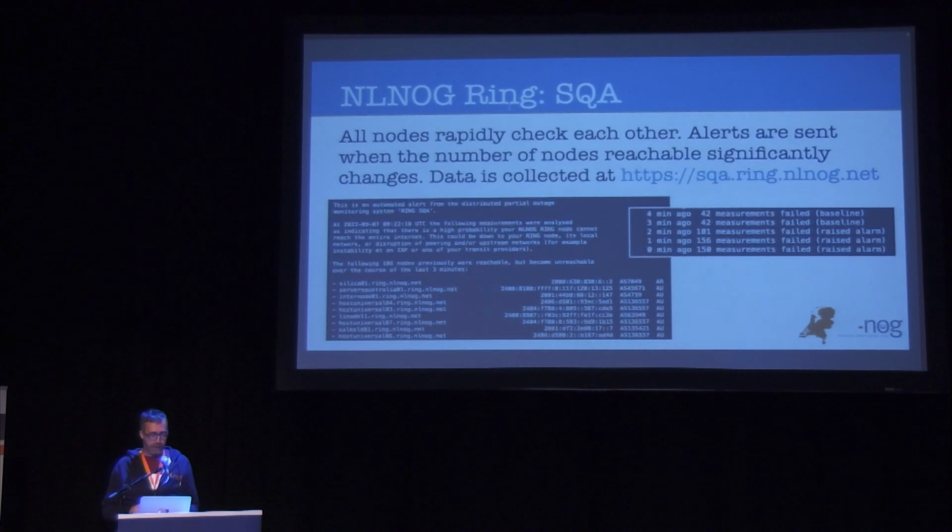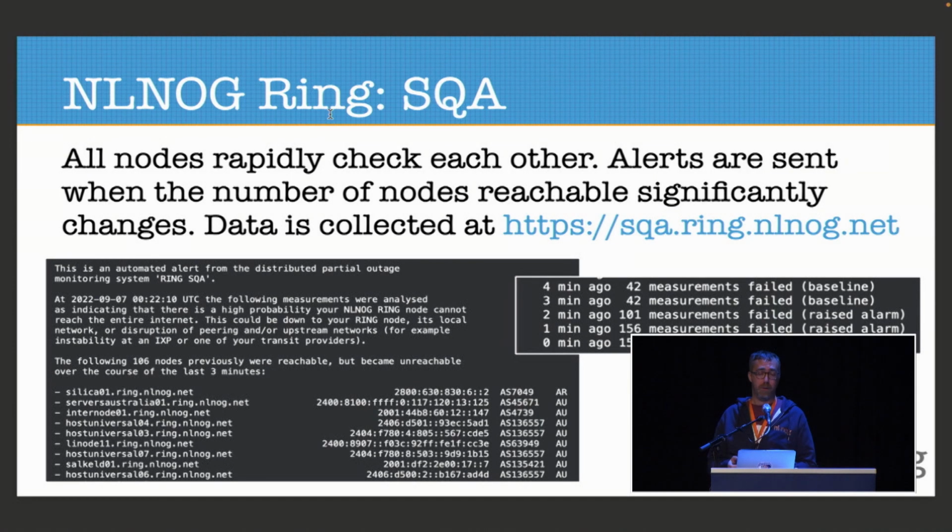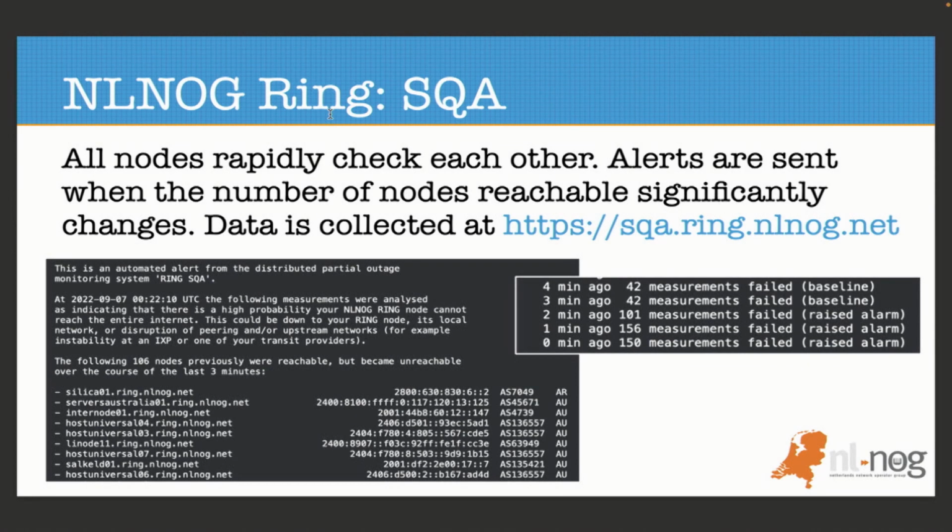Then there's SQA. SQA is a tool that runs on every ring node by default. What it does is basically check every other node rapidly. It's not a ping, but it's a sort of ping. And if the number of nodes that are reachable drastically changes, it sends an alert. It also collects all this data on the website sqa.ring.nlnog.net. And yes, we know that it's a slow website. There's a lot of heavy lifting in the background, and it's not really optimized still.